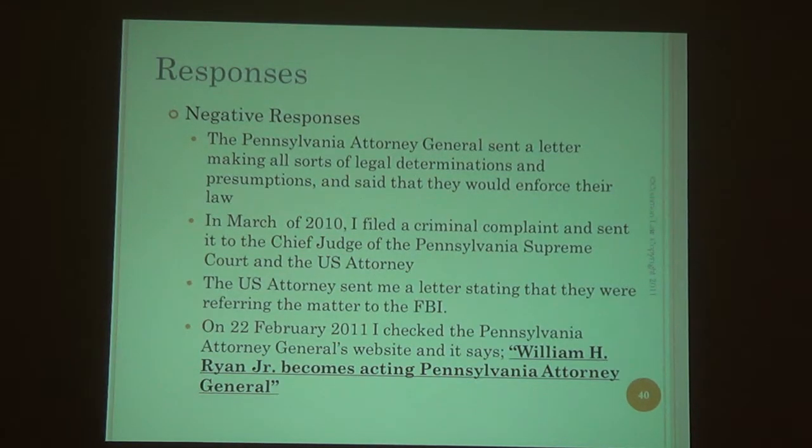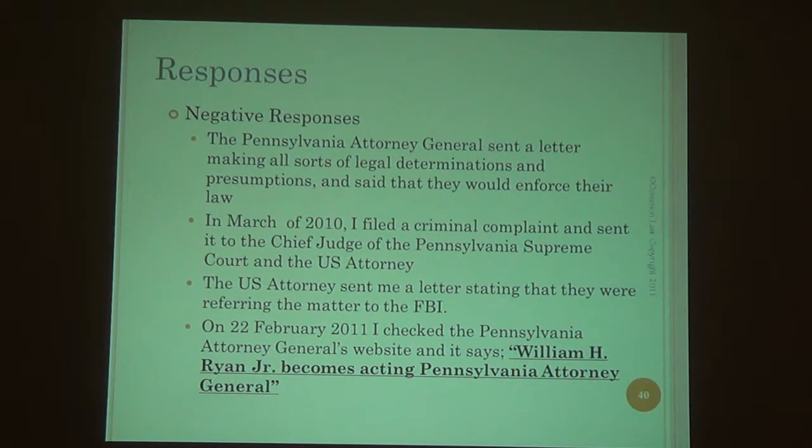Negative responses. 99% of the time I don't get a response at all. I had a few good responses. I get a few bad ones. This is a bad one. The Pennsylvania Attorney General sent a letter making all sorts of legal determinations. I sent him a letter, about an 8-page letter, saying basically that I'm going to be traveling in your area and I don't have a driver's license and you have no more authority over me than a Walmart rent-a-car. And they sent me a letter making all sorts of legal determinations and presumptions and said that they'd arrest me and take me down and put me in jail if I drove in Pennsylvania.